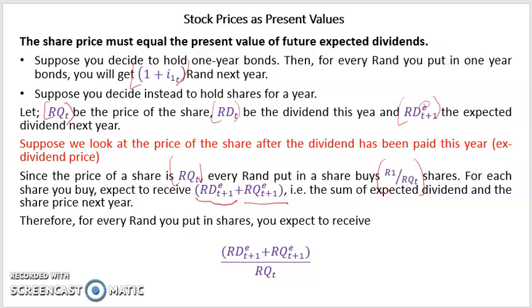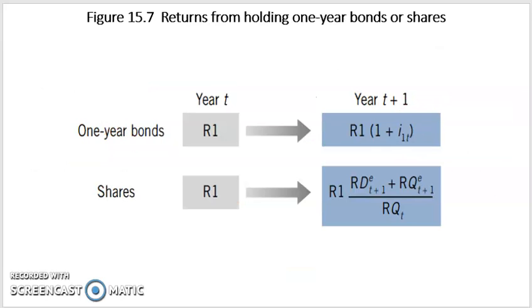So this then means that for every rand you put in a share, you expect to receive the ratio of the sum of the expected dividend and the share price next year to the current price of the share. So the step-by-step computation of this is shown here. So a 1 year bond earns you that, and one rand in a share for a year earns you that.